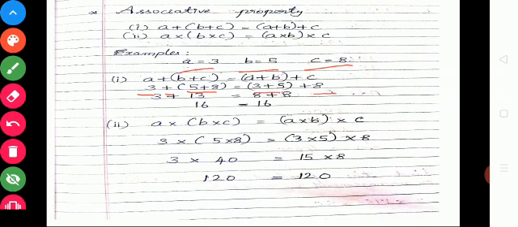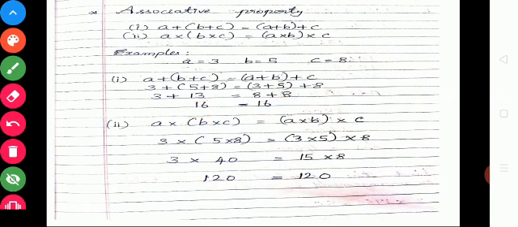Now add first in this bracket. So 5 plus 8. 5 plus 8 is 13. So 3 plus 13 is equal to 16. Now add in this bracket first. 3 plus 5. 3 plus 5 is equal to 8. The value is 8. So 8 plus 8 is 16. This is the associativity of addition for whole numbers.